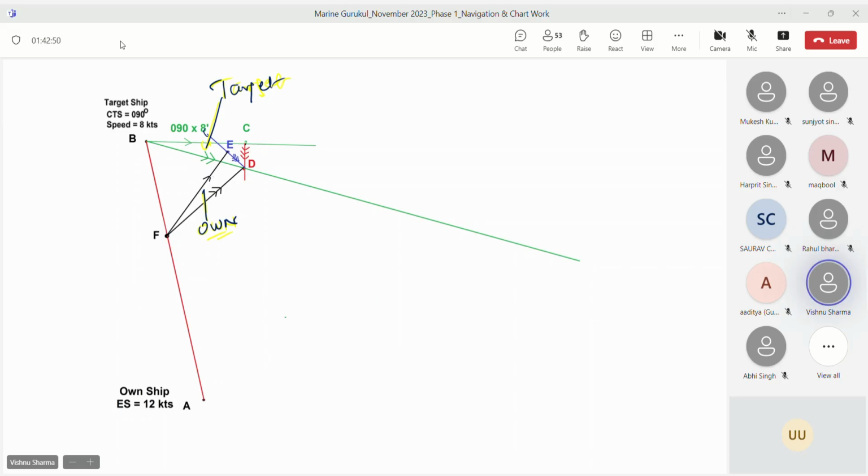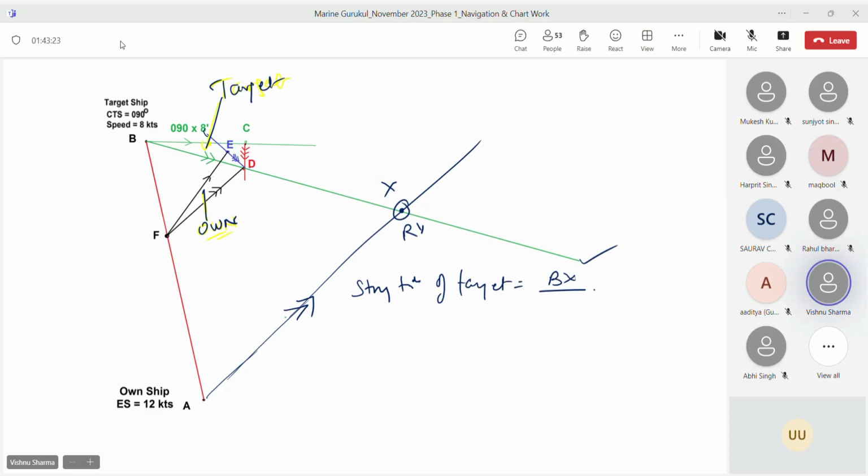Beta, will the rendezvous position be on this target CMG BD line? Yes or no? It will be on this line. Yes, sir. And EFD, the CMG of the own ship, I will transfer through A. And where the two meet, this is the rendezvous position. Correct, sir. Now the steaming time of the target will be BX divided by what, beta? BD. Sir. Steaming time of the own ship will be AX divided by what?